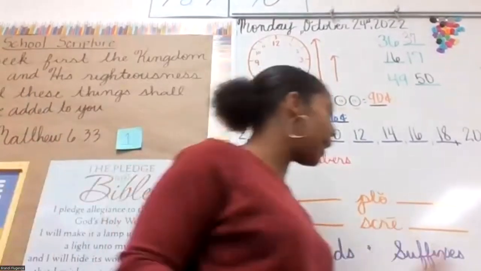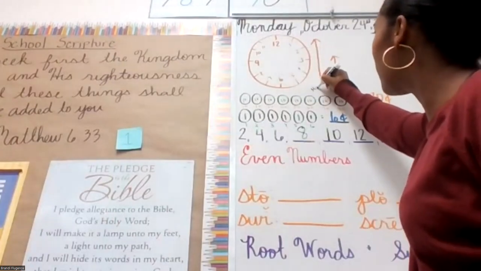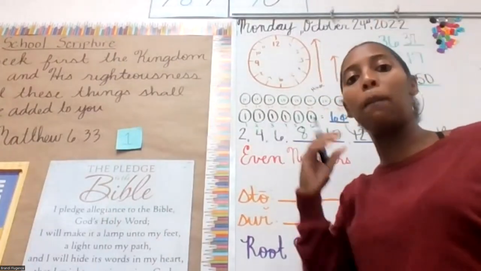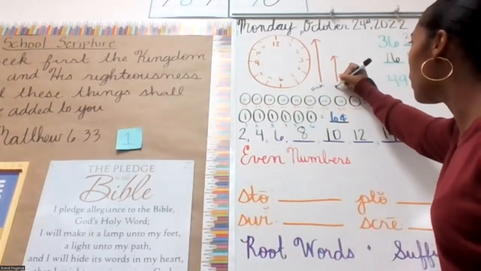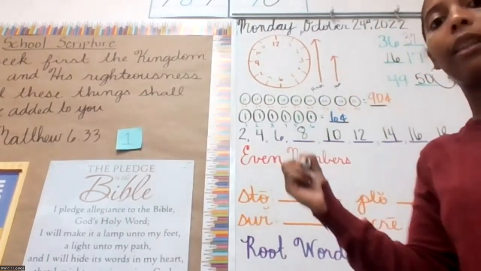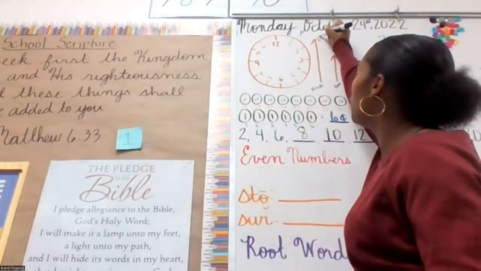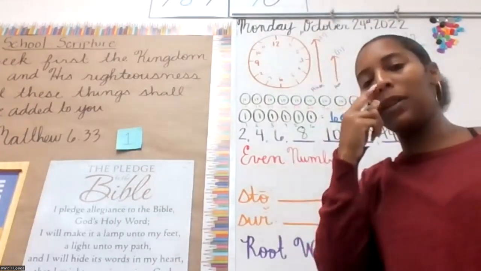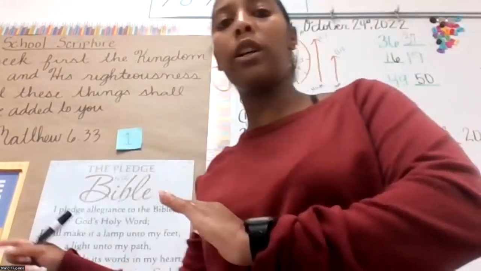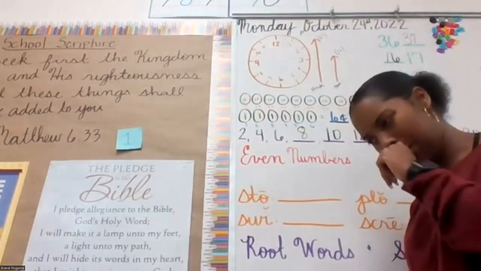So remember, every clock has two hands, right? Our long hand is what we call the minute hand. That tells us how many minutes we are into the hour. And our short hand is what we call the hour hand. That tells us exactly what hour we are on. The minute hand is usually used with fives, and the hour hand is usually used with ones. When we get into telling more different times, I'll explain more of that, but just keep that in mind.